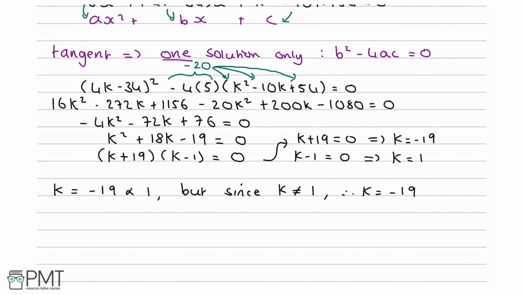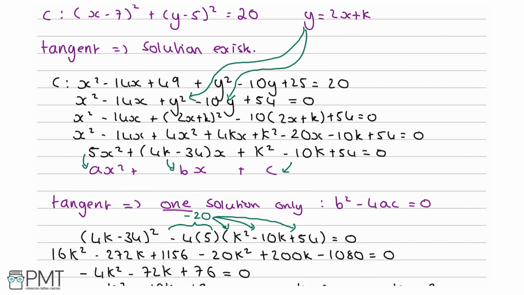So the whole point here is you are showing the examiner that you are aware that there are two solutions, but because of the restrictions placed on k, you can't have k equals 1, and therefore k equals minus 19. This question is worth 3 marks.